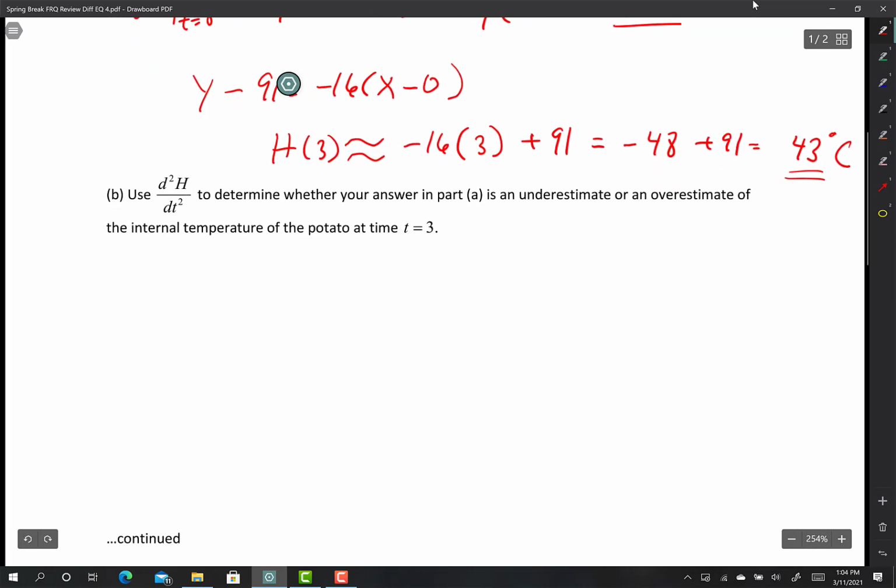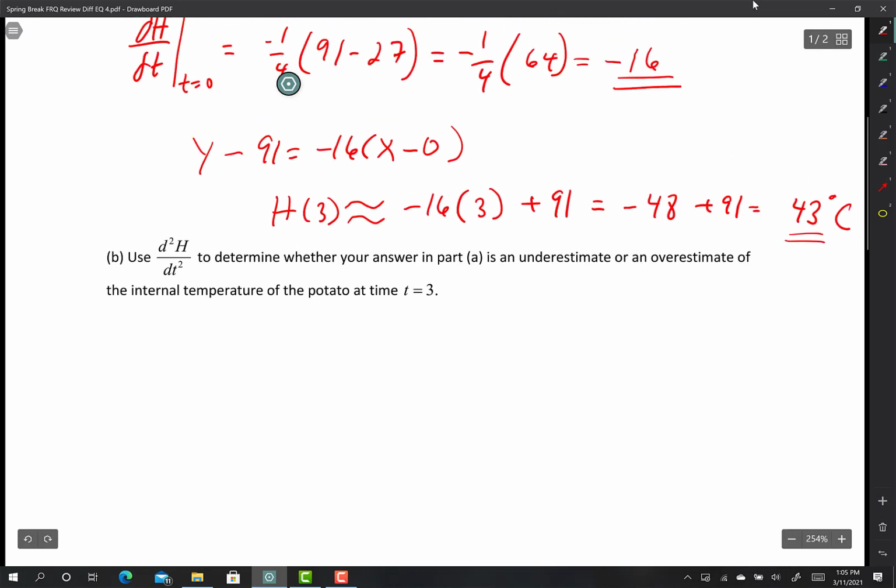Use the second derivative to determine whether your answer in part A is an underestimate or an overestimate of the internal temperature of the potato. Oh, okay. So here's the logic behind it, guys. You have a curve. If the curve is concave down and you have a tangent line, your tangent line lies above the curve, so it's an over approximate. If you have a curve and it's concave up and you have a tangent line, your approximate is an under approximate because the curve is above the tangent line.